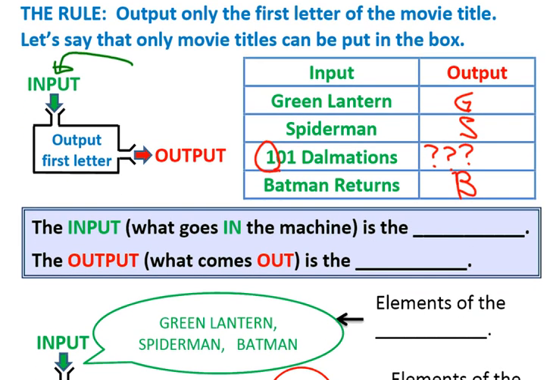The input, what goes into the machine, is the domain. Notice in this problem up above that when we attempted to put in 101 Dalmatians, it rejected it because it didn't know what to do with it, because it didn't have a letter in the front. So 101 Dalmatians is not in the domain, because it would break the machine if we tried to put it in. The output, what comes out of it, is also known as the range. Those are two vocabulary words that you need to know.